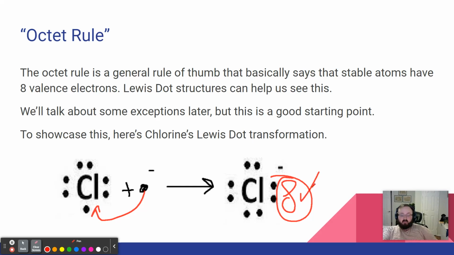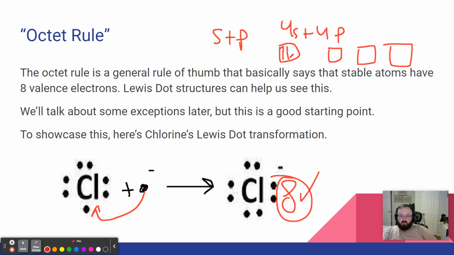And the reason that's 8 is because when we talked about valence electrons, we talked about the s plus the p electrons of a given period. So let's just say 4s plus 4p. So there are 1, 2, 3, 4, 5, 6, 7, 8. So we have those 8 electrons. That's where we get the octet rule from.